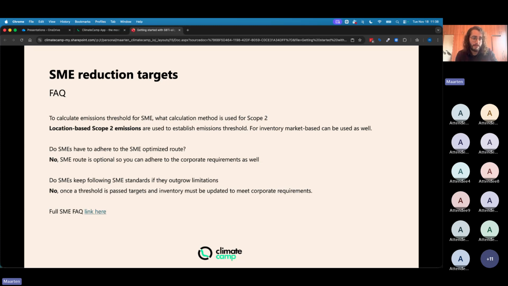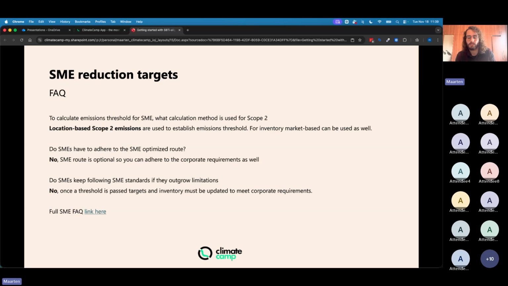Do you have to follow the SME route if you are eligible for it? No, it's optional. You can adhere to corporate requirements as well, but it will come with the same level of commitments and targets and requirements. So you can do it, but it's optional to take the SME route. And now, do SMEs keep following SME standard if they outgrow limitations? You are very successful, you acquire companies. Well, no, once a threshold is passed, the targets and inventory must be updated to meet corporate requirements. I've linked the full FAQ of SBTi here, so if you have further FAQs, you can always check it in the slides afterwards.